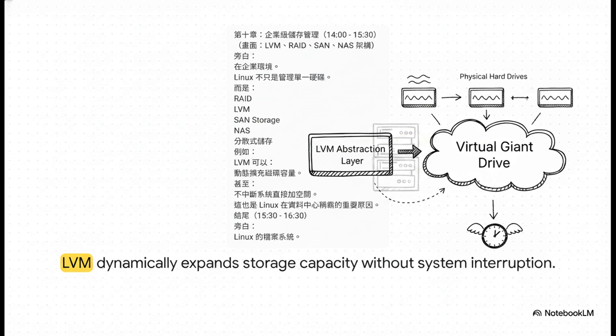But out in a true enterprise environment, we aren't just messing around managing single hard drives. We use LVM, or Logical Volume Management. LVM acts as this amazing abstraction layer that pools multiple physical hard drives together into one giant virtual drive. Meaning if your server is running out of space on a random Tuesday afternoon, you don't even need to shut it down. You can literally plug a new hard drive into the server and dynamically expand the capacity on the fly without a single second of system interruption. That right there is exactly why Linux rules the cloud.